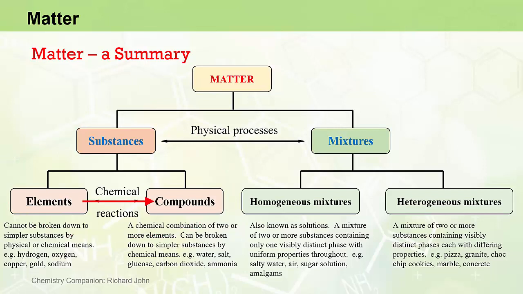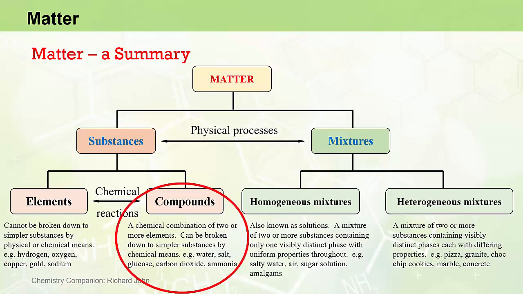Two or more elements can combine via chemical reactions to form compounds, and compounds can be broken down or decomposed into their constituent elements via chemical reactions. As far as we're concerned, elements are the simplest form of matter containing only a single type of atom, and they cannot be broken down into simpler substances by either physical or chemical means. Examples of elements include hydrogen, oxygen, nitrogen, copper, gold, and sodium.